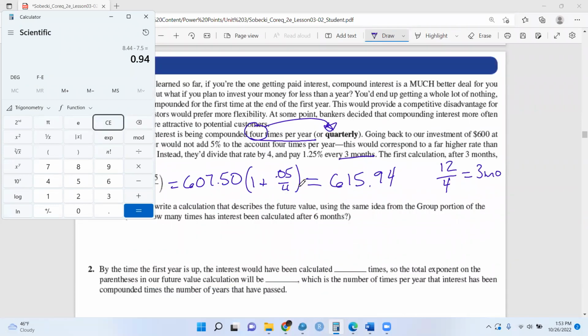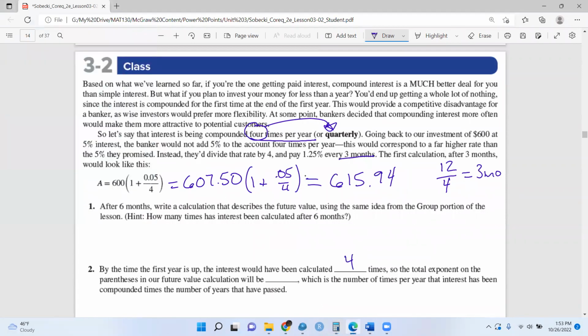By the time the first year is up, we would have multiplied by this 4 times. So the exponent outside of this, we would do 600 times 1 plus 0.05 over 4 raised to the 4th power, and that's the amount for 1 year. So the total exponent would be 4, which is the number of times per year that the interest has been compounded, right? So these two numbers are matching.